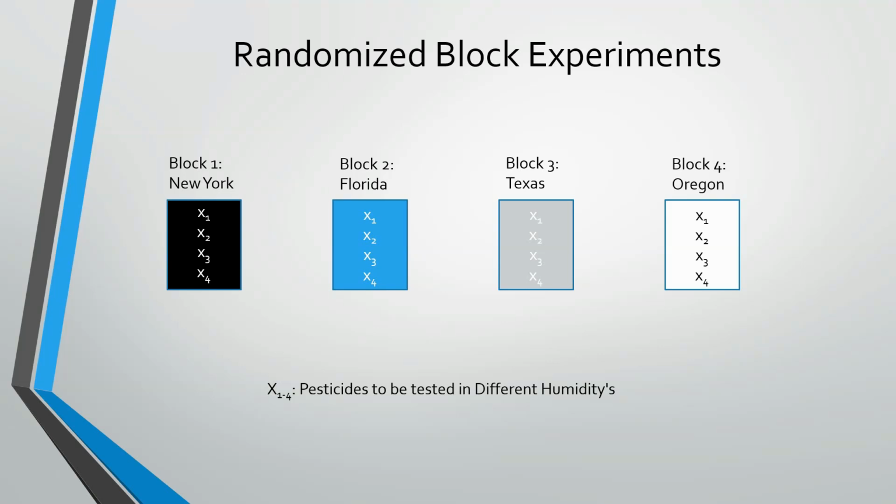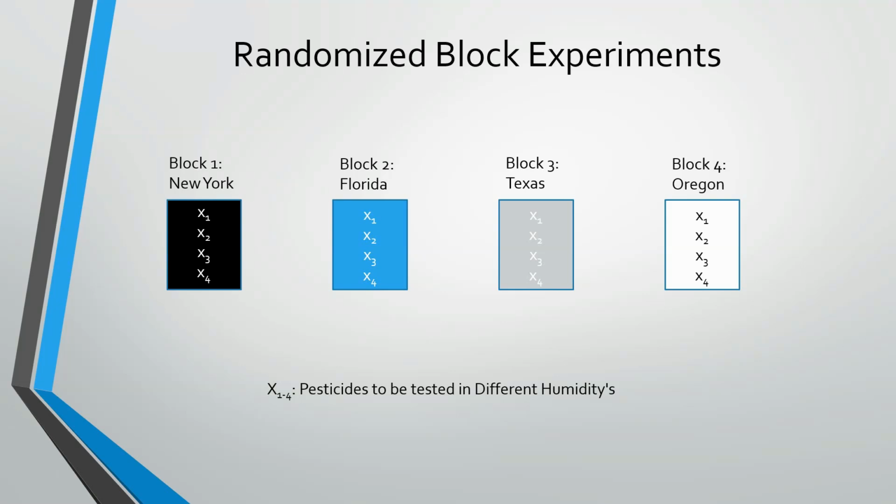An engineering example to help illustrate the use for random block experiments is the effect of humidity on pesticide. Each block is separated by cities throughout the country, and 4 pesticides' effectiveness were tested. The block locations were selected as to give the largest range of humidities in the nation, ranging from a state like New York and Florida, which are on the opposite ends of the spectrum.